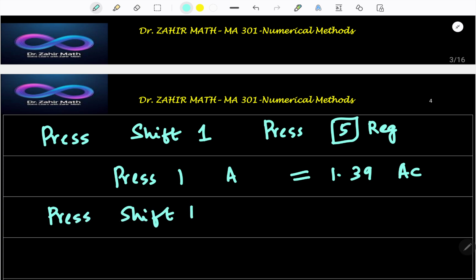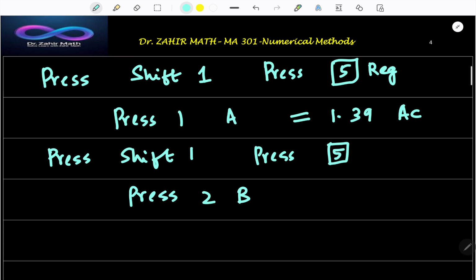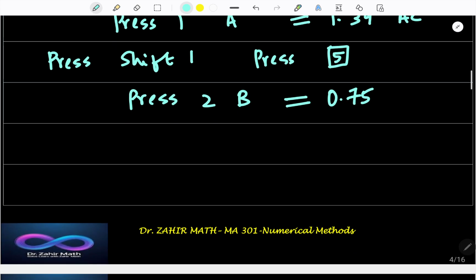When you press shift 1, again you will get 5. So press 5, which is the regression mode. Then you press number 2 for B. Once you press 2 for B and then press equal, otherwise you will not get it, just 0 will be there. So it is 0.75, right? So you got A, you got B.